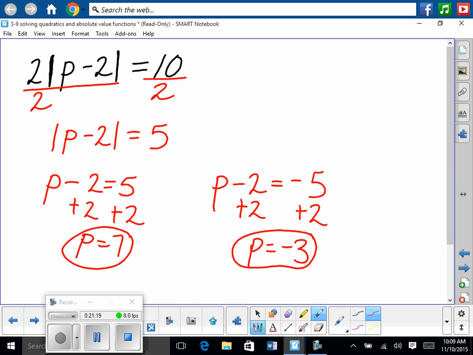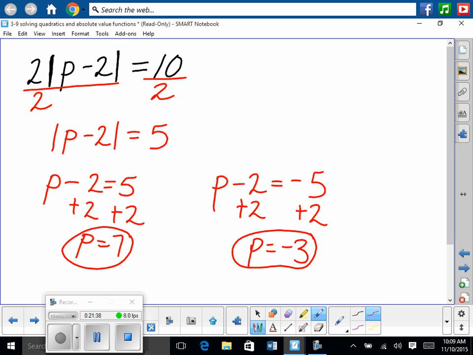We plug it back in and check it. So if we plug in 7, we'll have 7 minus 2, which is 5. The absolute value of 5 means the positive value of 5, which is 5. So 5 times 2 is 10. Now everybody pay close attention to right here. Negative 3, if I'm plugging in negative 3 minus 2, I get negative what?